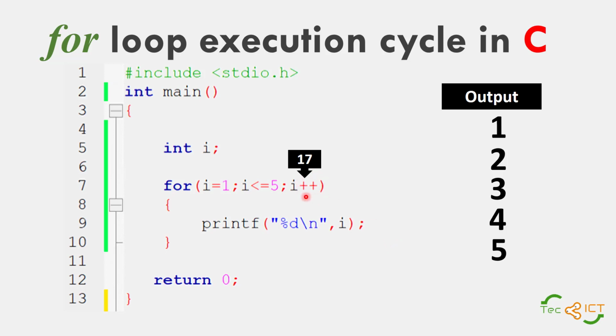Again incrementation. Now I becomes 6. That means the condition becomes false. Here the loop is terminated and the program executes the code after the for loop. This is how the for loop is evaluated.